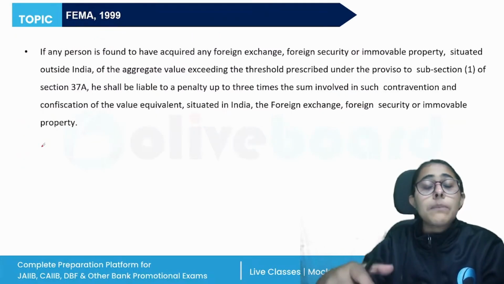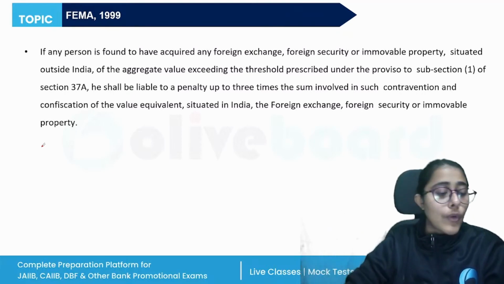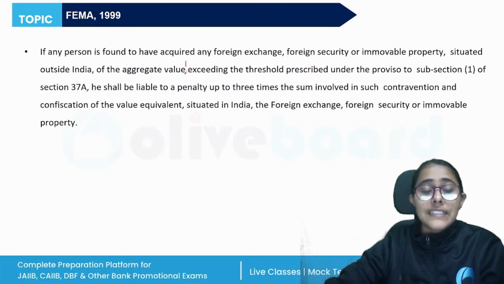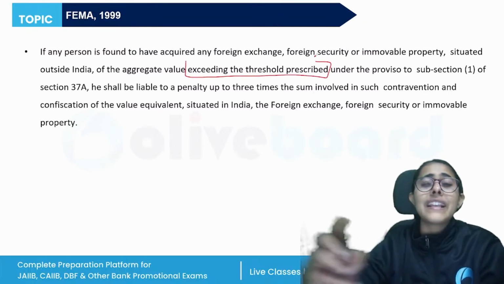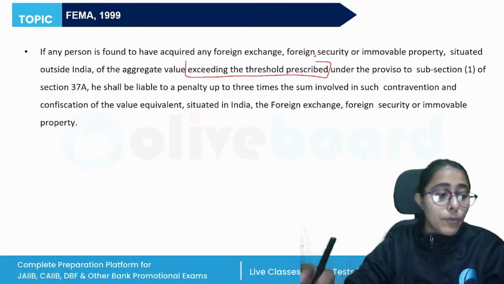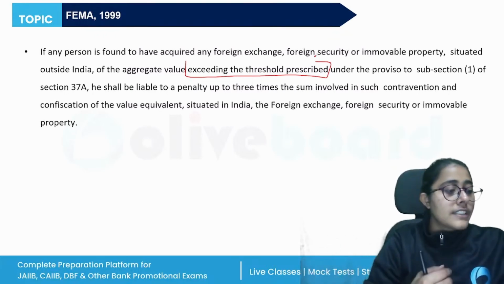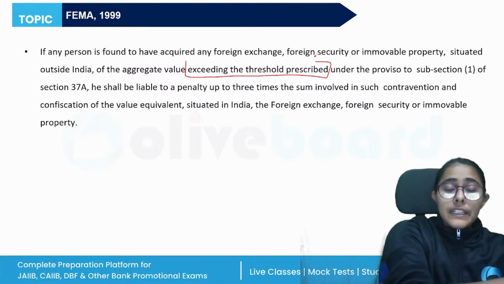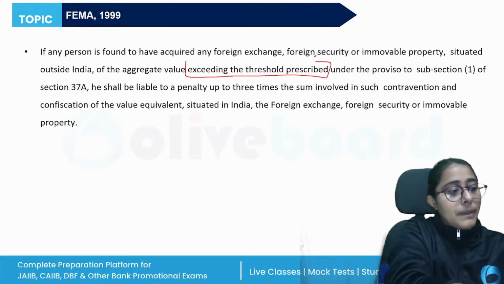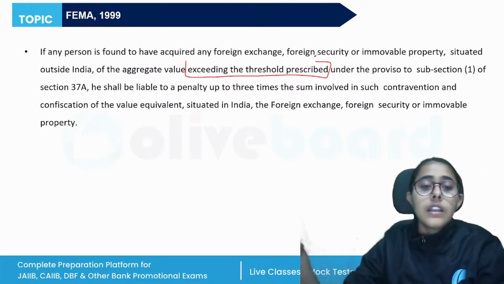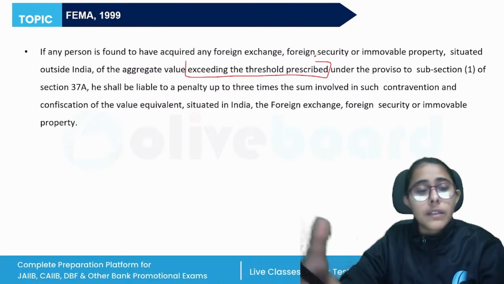Then if we talk about immovable property, if any person is acquiring immovable property outside of India of the aggregate value exceeding the threshold which is prescribed, very important, these penalties or these arrests will not be imposed if the aggregated amount is not more than the threshold. So people in India can participate in foreign exchange, and the penalties or law will be applied only if it is beyond the maximum limit. Right?